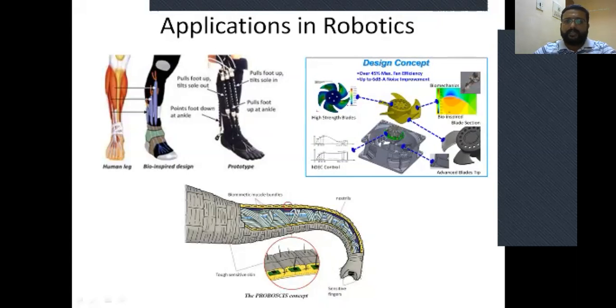The next picture is the one I told you about yesterday, the design of a blade, how the blade is designed. This picture can help you understand the bio-inspired designs behind the design of a blade.